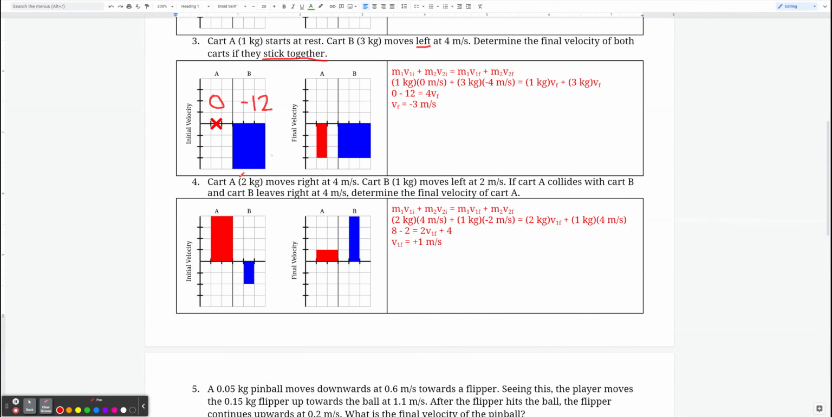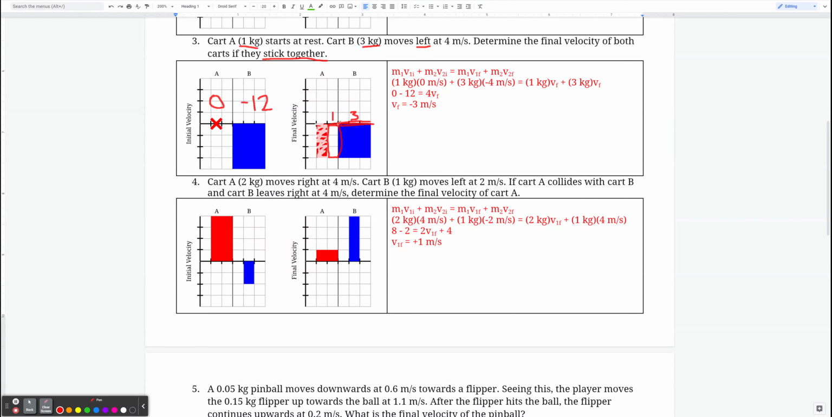So one thing we can do, we can even think of it like if we move this one rectangle over, we have a total mass at the end, if they're stuck together, of 1 plus 3. That's a total mass of 4. So we know cart B has a mass of 3, and then if cart A has a mass of 1, we can think of it as one big rectangle, like this, with a total mass of 4. And then if we need the final momentum to be negative 12, that means the height has to be negative 3.